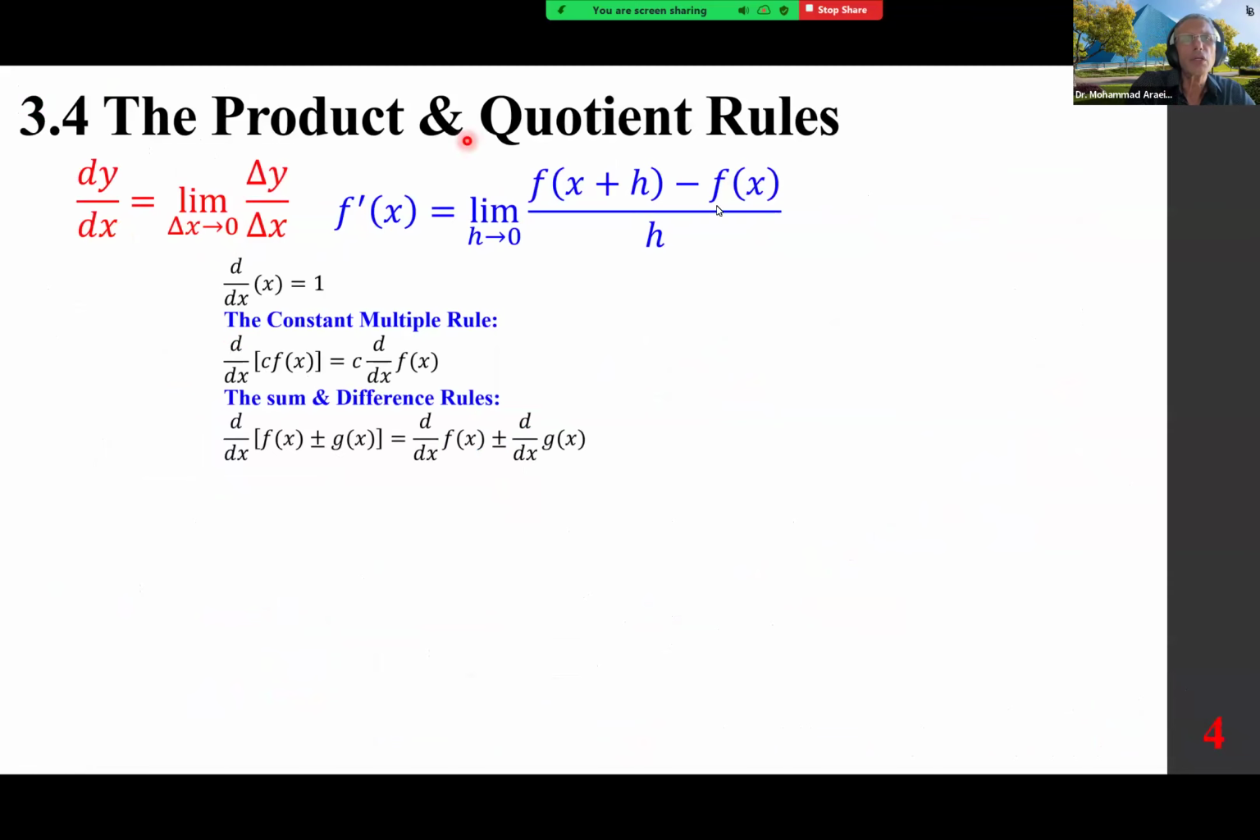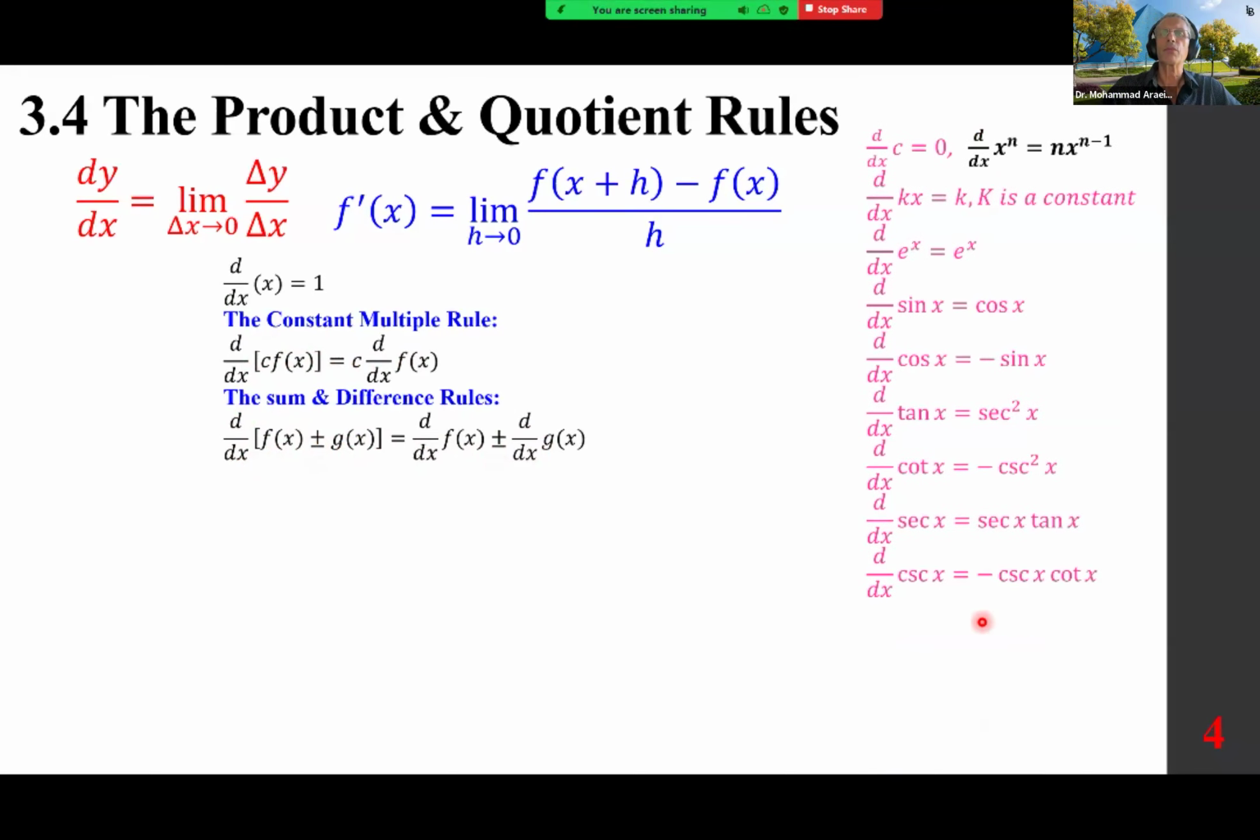So for the product and quotient rule, I remind you of the definition. dy/dx is the limit of delta y over delta x as delta x approaches 0. This is Leibniz's notation. f prime of x is the limit of (f(x plus h) minus f(x)) over h as h approaches 0. It's a good old definition. And the derivative of x is 1. The constant multiple rule says if you're taking the derivative of c times f(x), take the c out and make it a coefficient. And the sum and difference rules say the derivative of the sum is the sum of the derivatives, and the derivative of the difference is the difference of the derivatives.